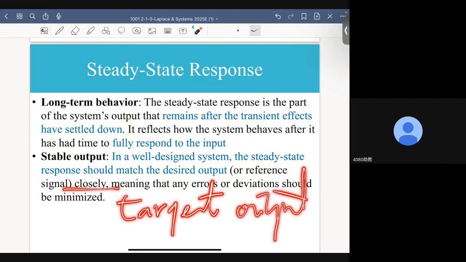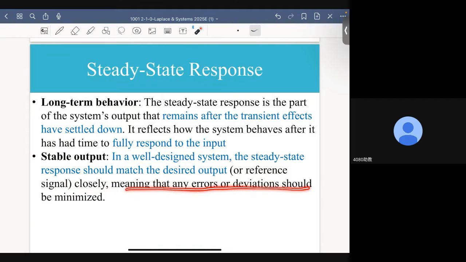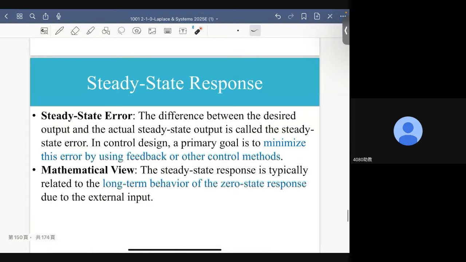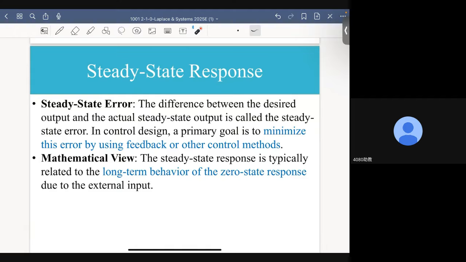Closely, meaning that any errors or deviations should be minimized. If the steady state response is the so-called desired output or target output, then the steady state value of the output should be as close as possible to the designated value that we want the system to reach. Of course, there is always an error in the real world. This is the reason why we need to know how large our steady state error is.